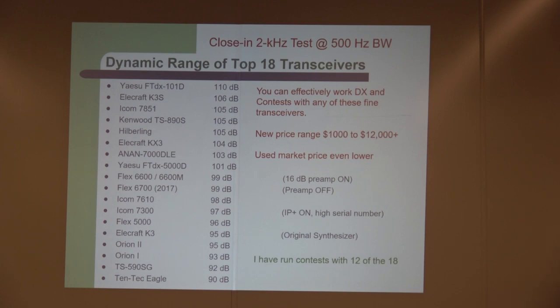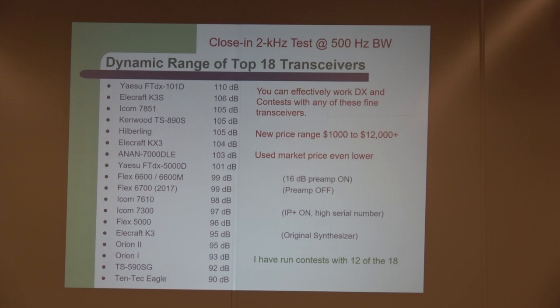This is off my website. And I want to clarify, this is the top 18 radios, not individual models. If you look at my website, there are actually duplicates, like there are 2 or 3 or 4 K3s, because they came out in 2008 and then the K3S came out. There's also that information from the 10-meter test. With the direct sampling radios, every one is slightly different because each chip is slightly different. So I've got a couple of 7610s, a couple of 7300s, and this is the list of the top individual 18 transceiver models.